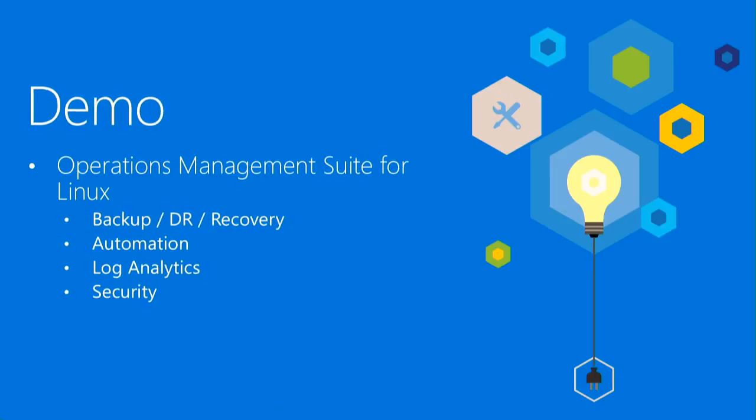So next is Operations Management Suite. Operations Management Suite has four main features. As per its name, it is a suite of products. It's not an individual product, but just individual services on Azure. So they are integrated and they're easily accessible together. So the first is backup and disaster recovery.